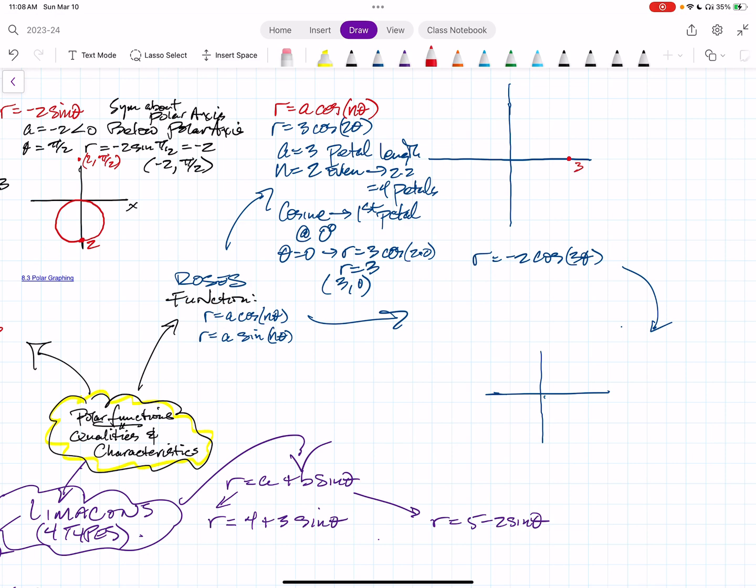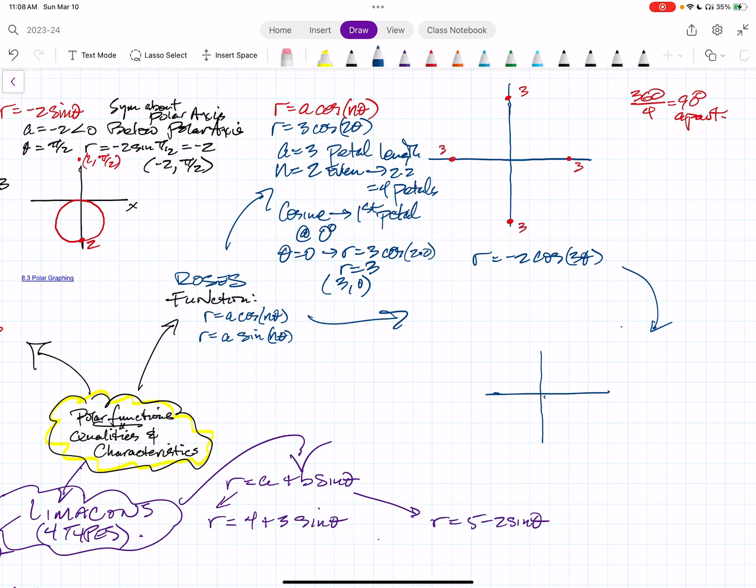And for this function, there's 4 petals. Let's do 360 divided by the number of petals, which is 4. That tells you that they're 90 degrees apart. You always take 360 divided by the number of petals. So up here, we're going to have another petal at 3, and then you go left 3, and you go down 3. Okay, and you draw your petals.